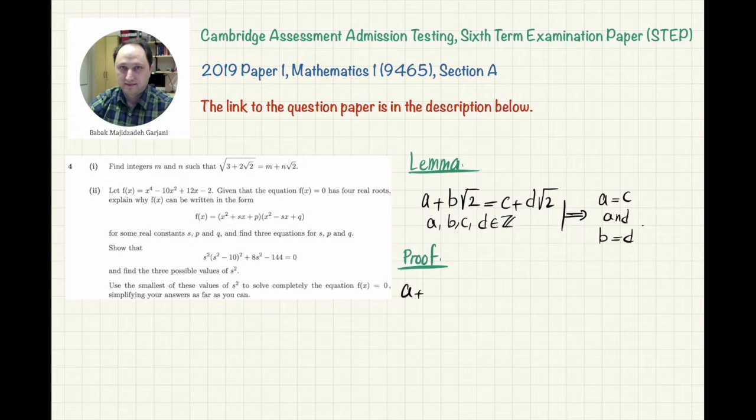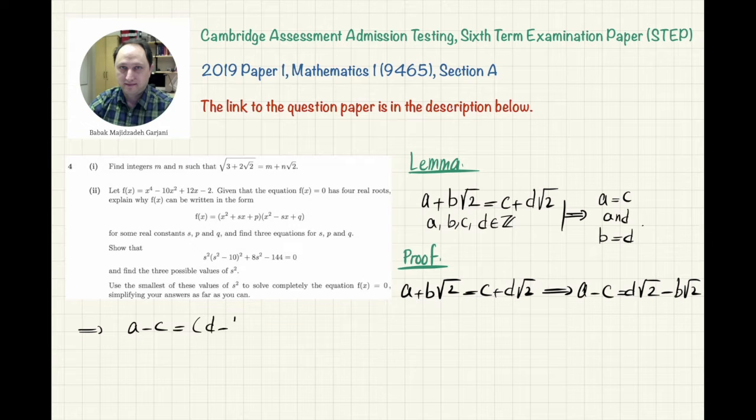If a plus b square root of 2 is equal to c plus d square root of 2, I can move c to the left and I can move b square root of 2 to the right. So then it becomes a minus c equals d square root of 2 minus b square root of 2. And then I can factor square root of 2 on the right hand side, and I will get d minus b times square root of 2.